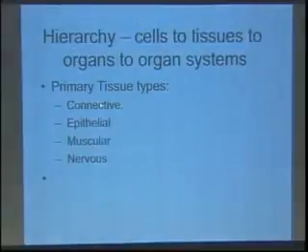Back to this in terms of the primary tissue types of connective, epithelial, muscular, nervous. They have a common function. Okay. Now, one tissue that you may not think of as connective is blood. So the various blood cells is connective tissue.